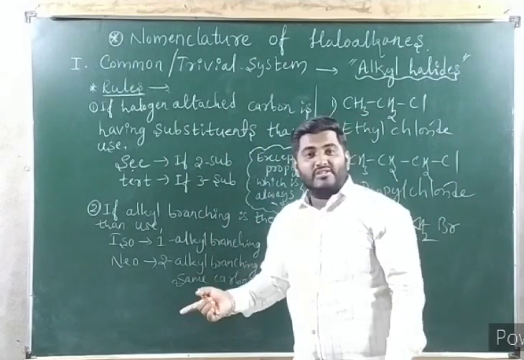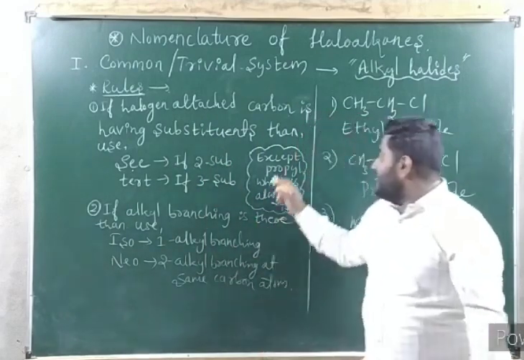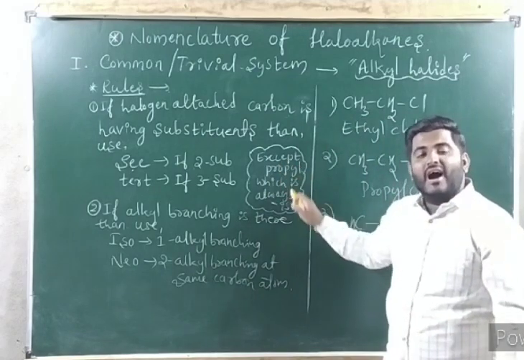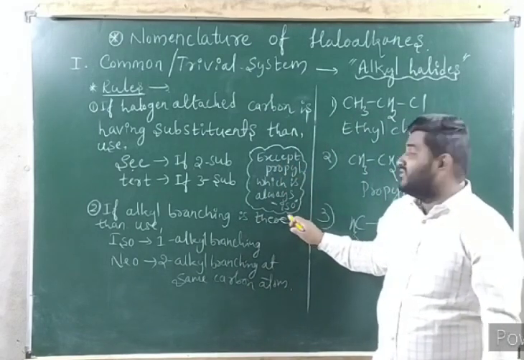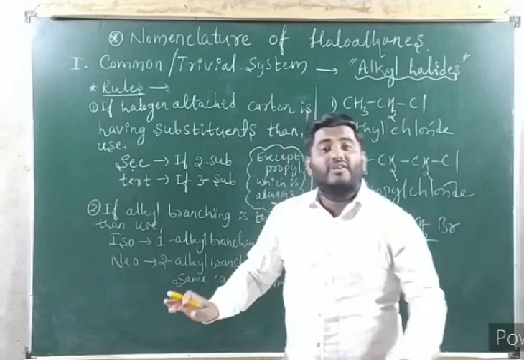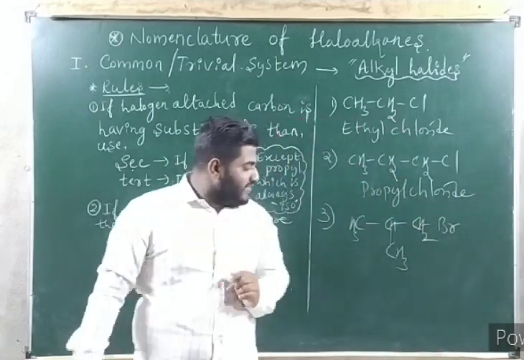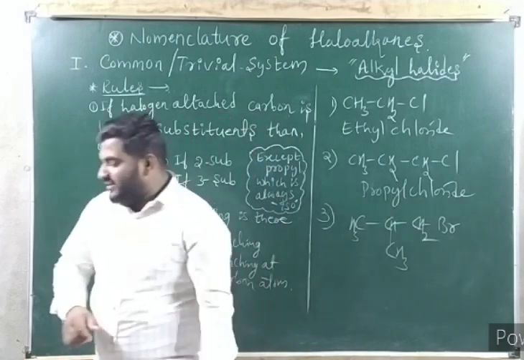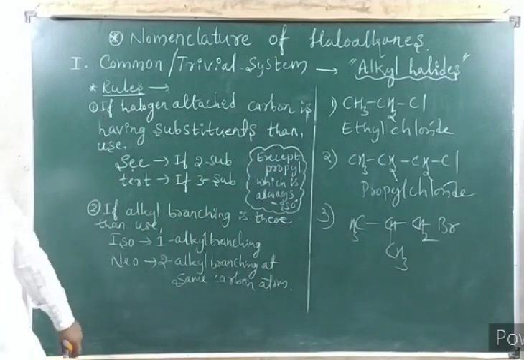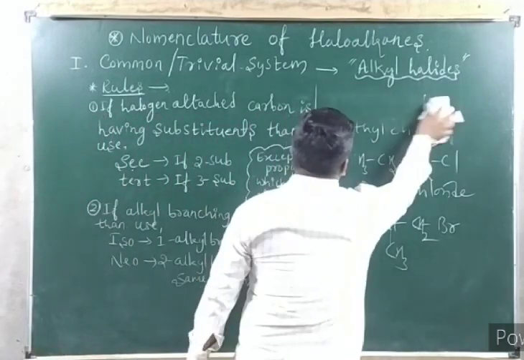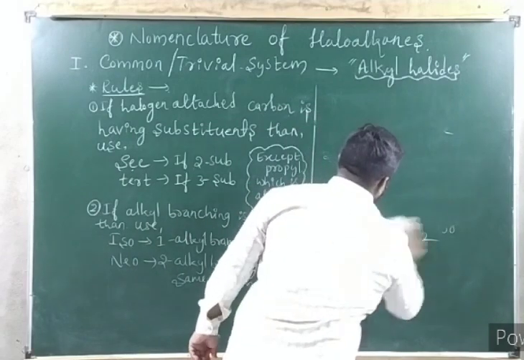For these two rules, you have to remember one exception. Whenever a propyl group is there, always use iso. The words secondary, tertiary should not come. Getting my point? Yes. Now we'll solve some problems so that you can easily understand what we are talking about, right? Let us start with some problems.